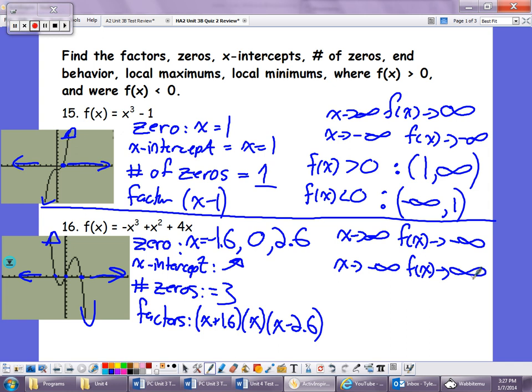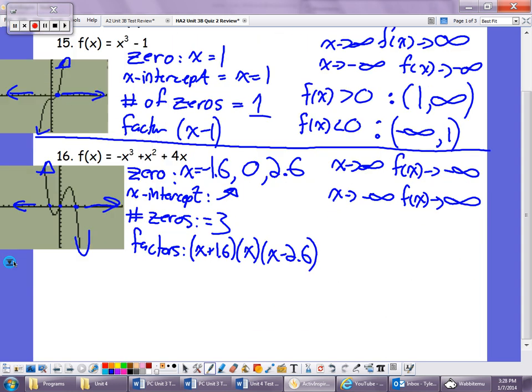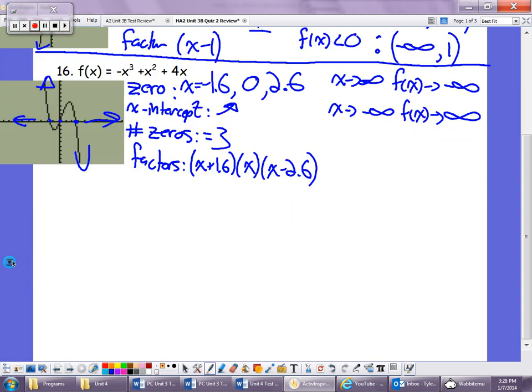All right? The last thing you would need to look at here is when f of x is greater than 0 and when f of x is less than 0. And this is going to be more intervals than the last time. So again, we're always looking left to right, so from negative infinity to infinity. So it looks like I'm above x from negative infinity to my first 0. So from negative infinity to negative 1.6, I am above the x-axis.